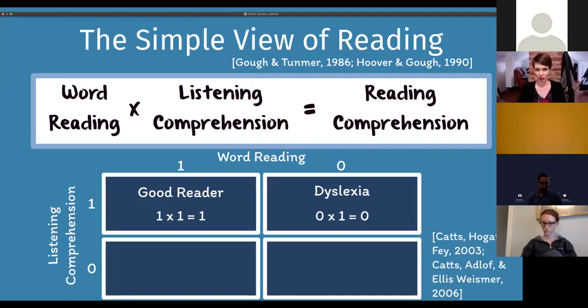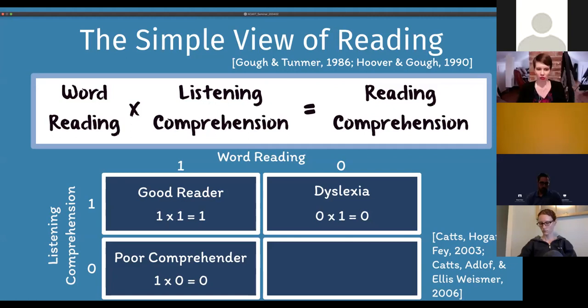So a lot of people tend to be pretty familiar with dyslexia, at least in name, but another important profile is that of the poor comprehender. Now this is in contrast to dyslexia because these individuals have good word reading abilities, but poor listening comprehension abilities. Now their reading comprehension is poor, but now instead of it being a result of their word reading abilities, it's a result of their listening comprehension abilities.